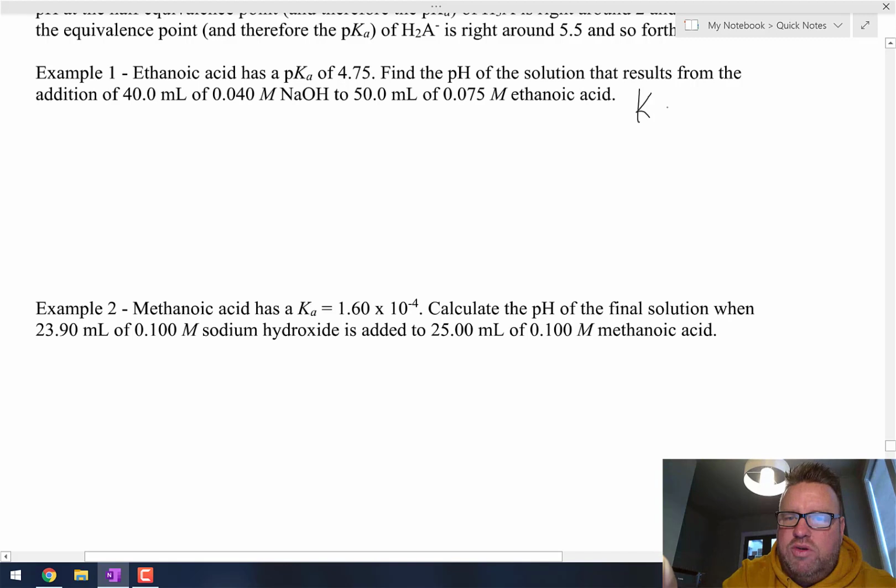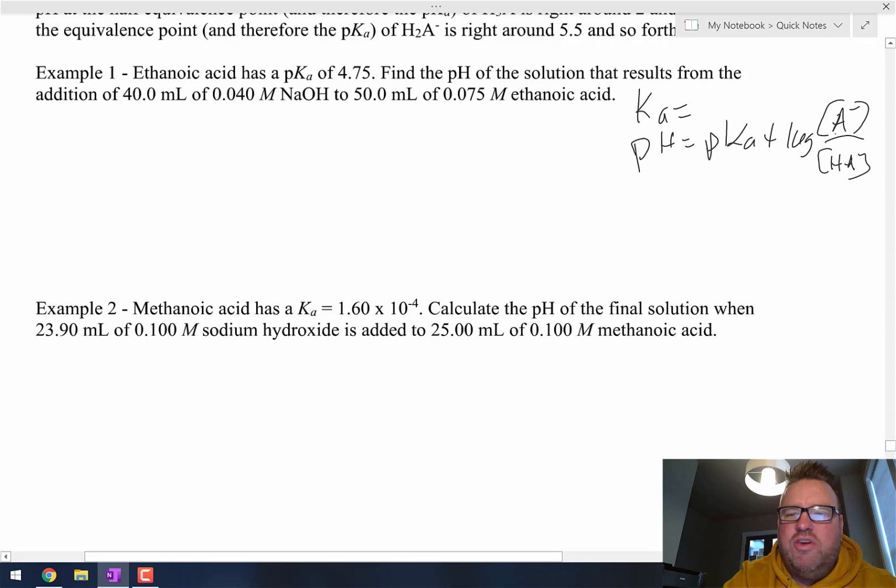So remember, you can use the regular Ka expression, or you can use pH equals pKa plus the log of the concentration of the conjugate base over the acid. Either one of those works. Okay, again, the more comfortable you become with this, the more you realize it's easier than using the regular Ka expression, but it doesn't really matter.